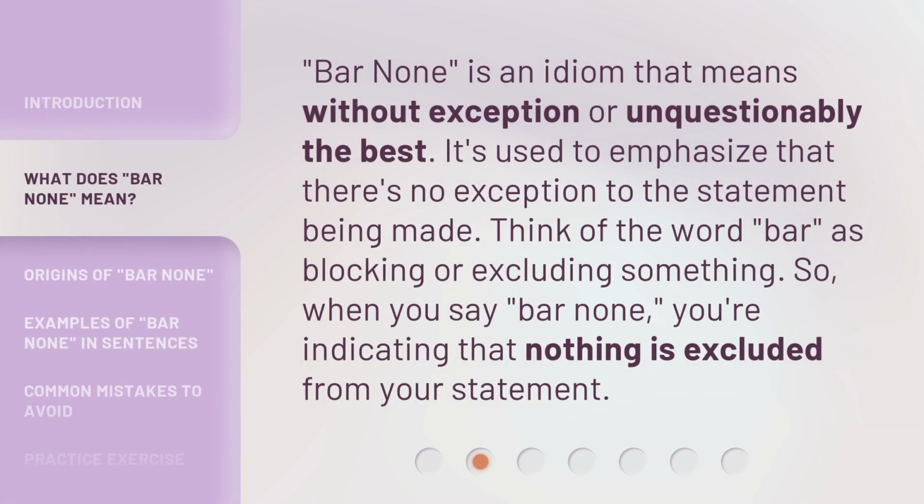Bar none is an idiom that means without exception or unquestionably the best. It's used to emphasize that there's no exception to the statement being made. Think of the word bar as blocking or excluding something. So, when you say bar none, you're indicating that nothing is excluded from your statement.